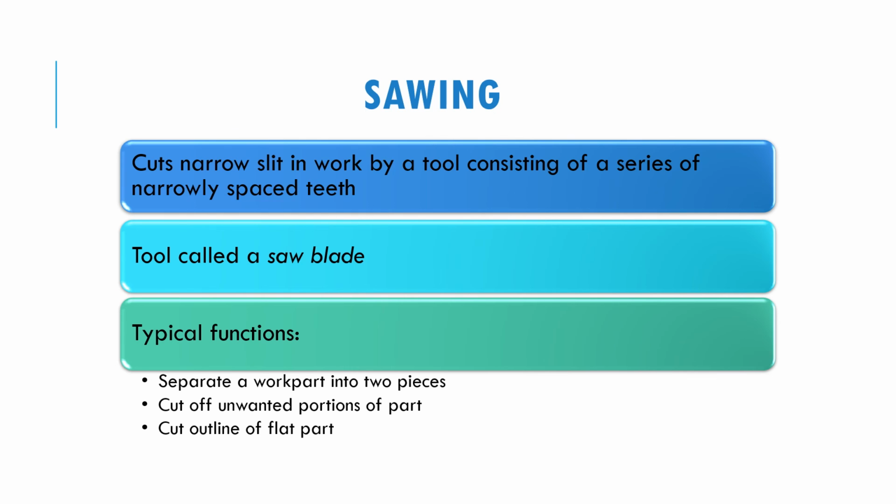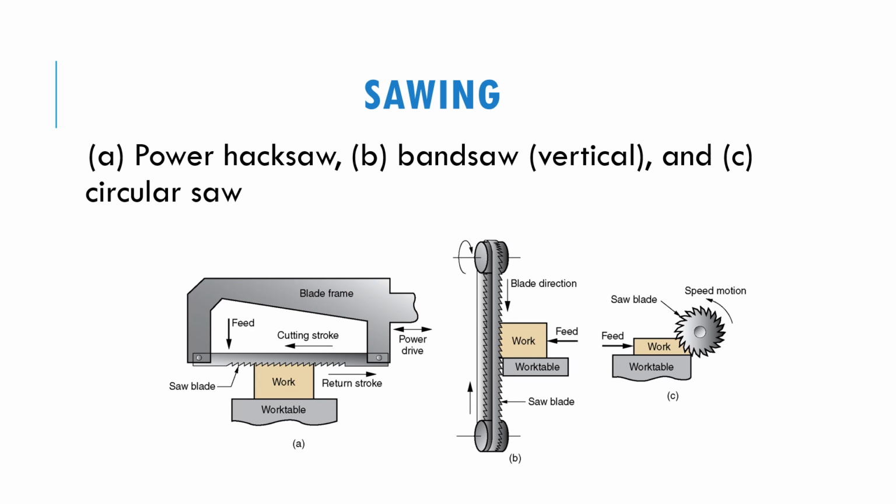The next process we're going to look into is sawing. Sawing is cutting a narrow slit in the work by a tool consisting of a series of narrowly spaced teeth. The tool is called a saw blade. The typical function is usually to separate the work into two pieces, cut off unwanted portions of a part, and also cut the outline of a flat part. The three common types of sawing are power hacksaw, bandsaw, and also circular saw.